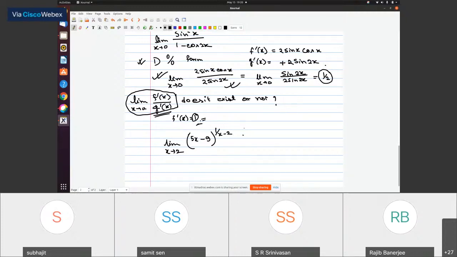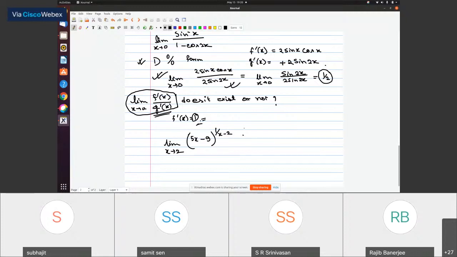So what is the problem here? Actually, this is a 1 to the power infinity form, not 1 by infinity form. I am facing some problem solving this. How to go about it?